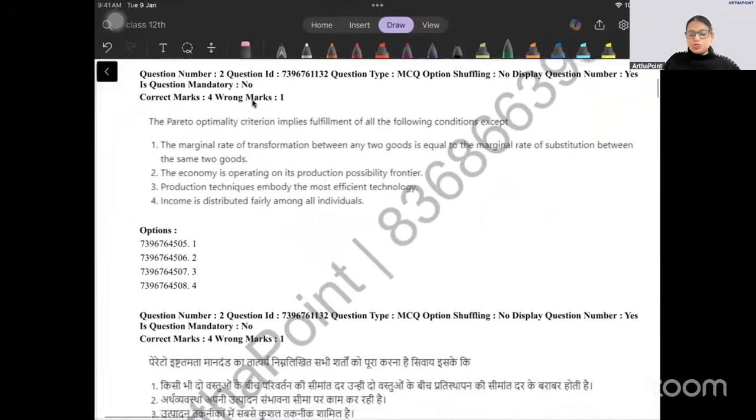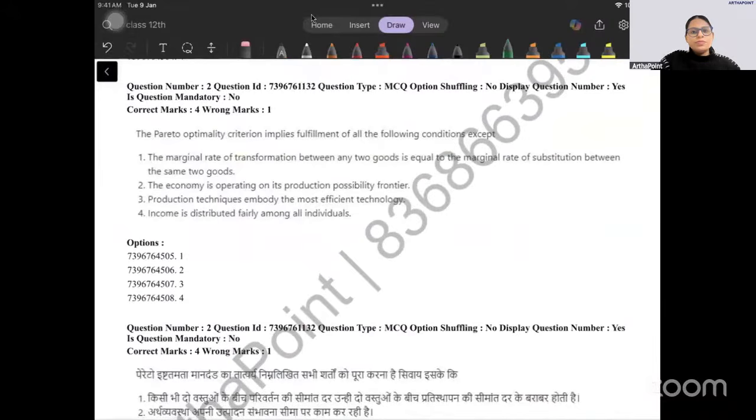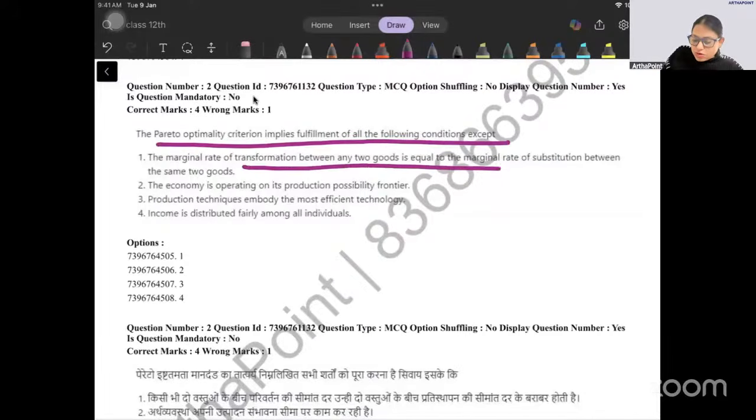Question number 2. So let's read it out. Tell me what the answer to this question should be. The Pareto optimal criteria implies fulfillment of the following conditions except, तो कौन सा condition fulfill नहीं हो रहा है? The marginal rate of transformation between two goods is equal to MRS between those two goods. So is this correct? Is the first statement correct? It is correct. Yes. So this is a true statement.